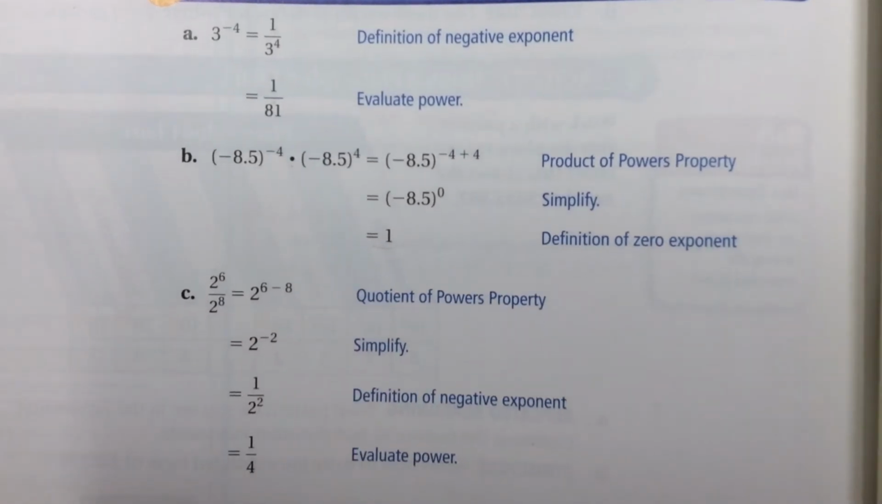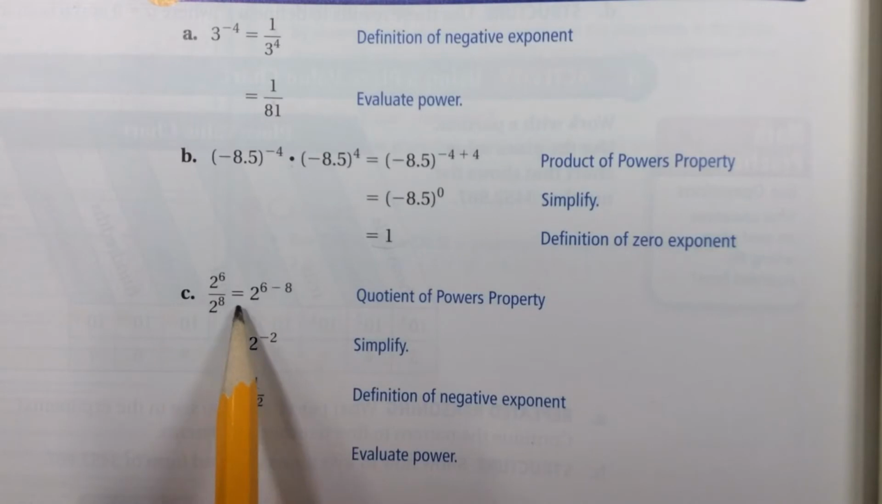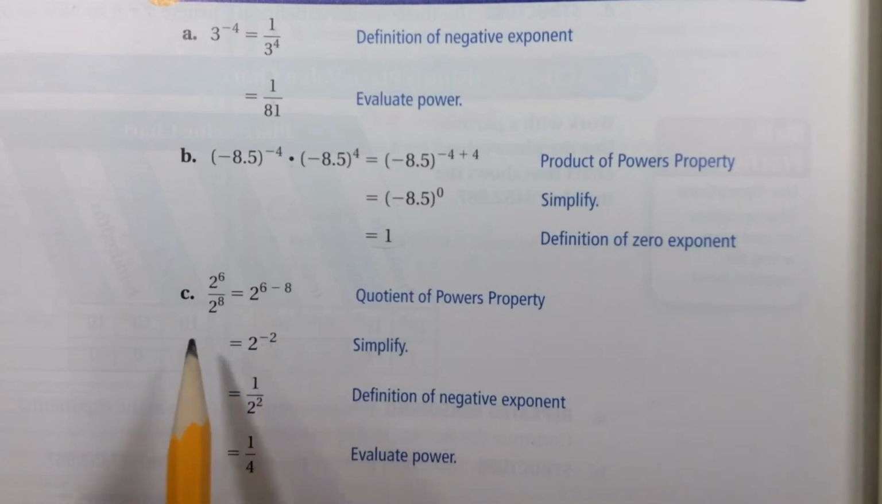And then, example C here, 2 to the 6th over 2 to the 8th is 2 to the 6th minus 8, or just 2 to the negative second power. Because see how the larger power was on the bottom. So it'll be to the negative second.